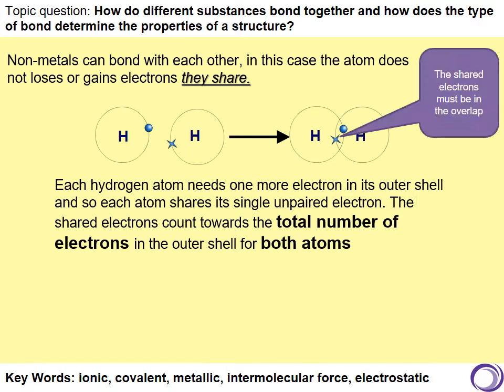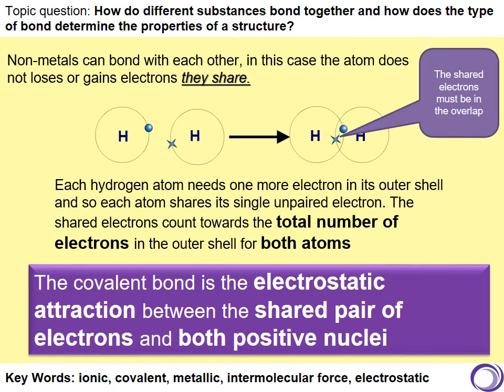So how is the bond formed then? Well, the bond is the electrostatic force of attraction between the shared pair of electrons, that's the electrons in the overlap, and both the positive nuclei.